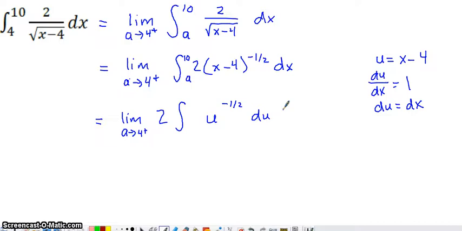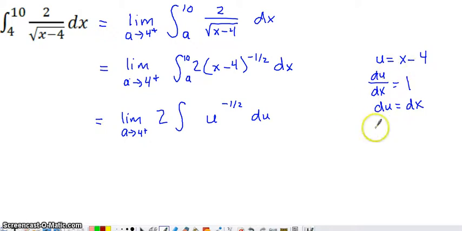Now the only other change that you might want to make here is to change your limits of integration. Notationally speaking, you probably should change these limits from values of x. Right back here, the a and the 10 are assumed to be values of x because that's the differential within this integral. And now that we have a new differential, we would probably want these limits of integration to be values of this variable, u.